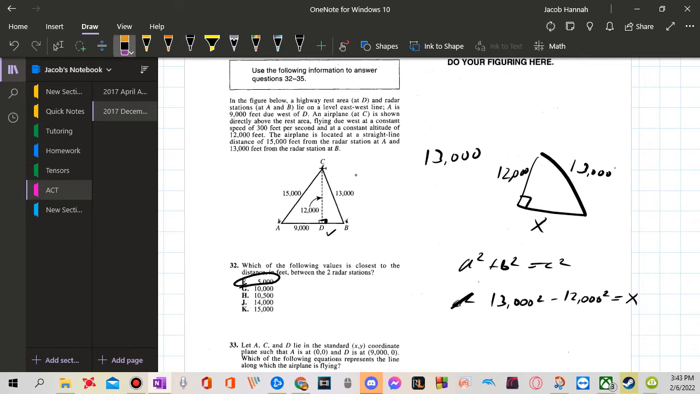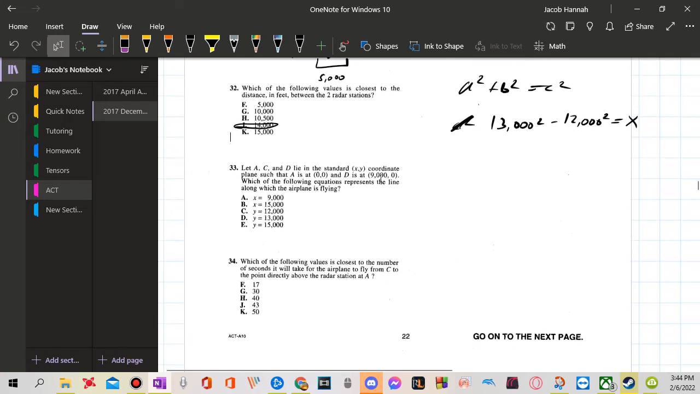Wait, hold on. Oops. Hold on. I fell victim. So that's the distance from here to here. They try to trick you. So this is 5,000. They're asking for the distance between A and B. So you do 9,000 plus 5,000, which is 14,000.